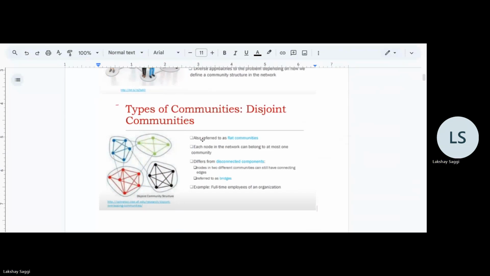So what are the types of communities? There is something called disjoint communities, which are also referred to as flat communities. And what happens in these disjoint communities is that each node can belong to at most one community.